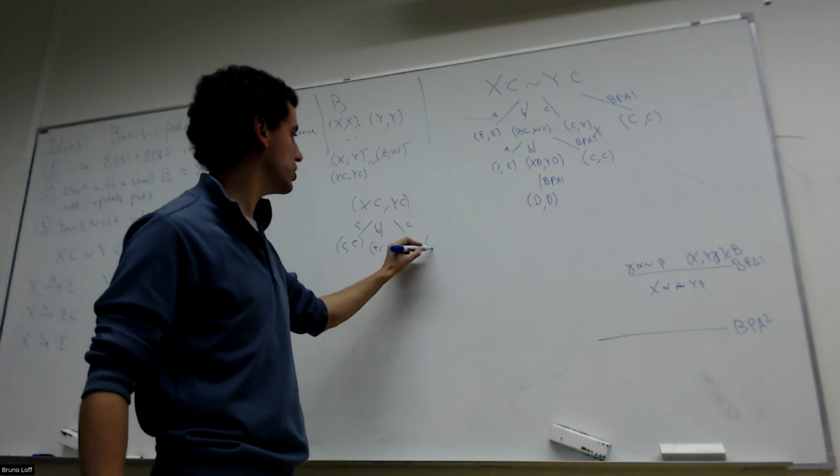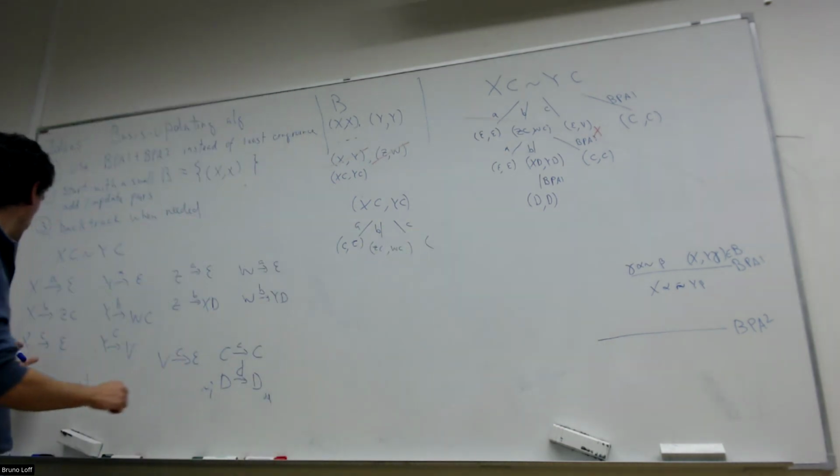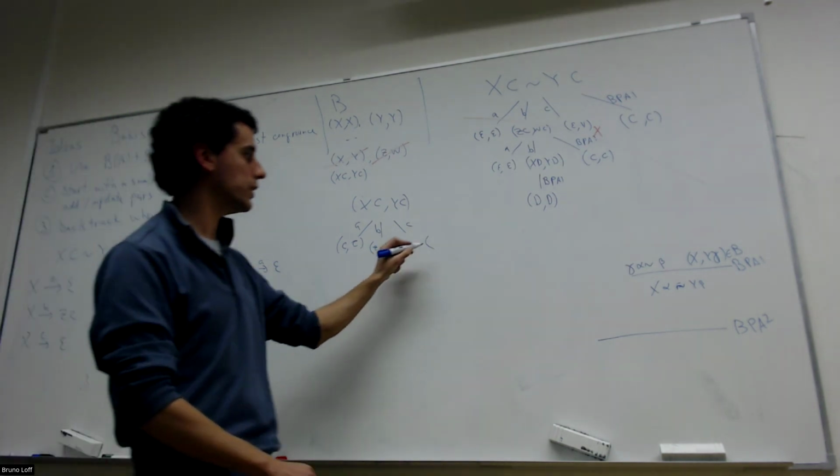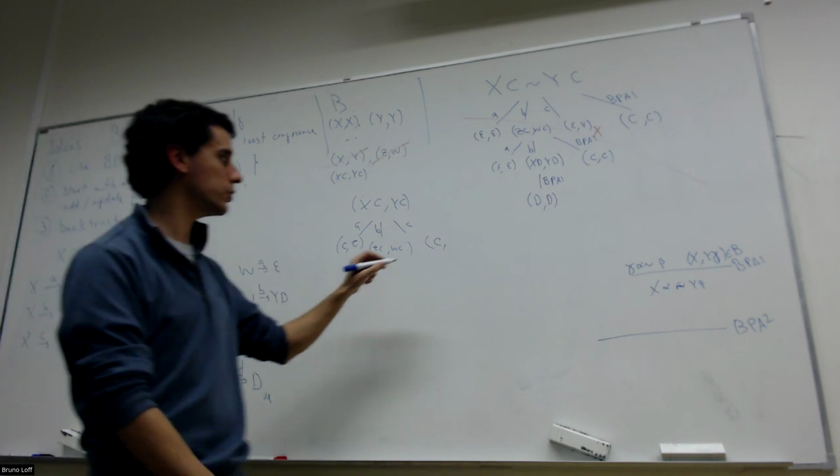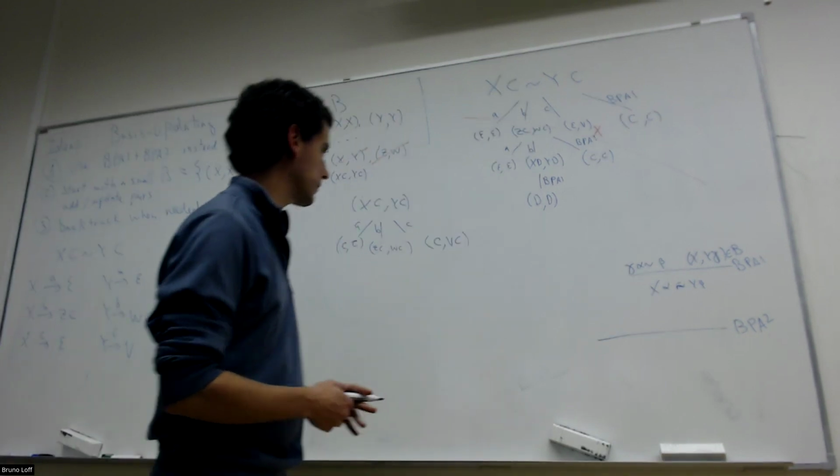And now finally I have the transition by C. X goes to epsilon, so XC goes to C. And Y goes to V, so YC goes to VC. Right?